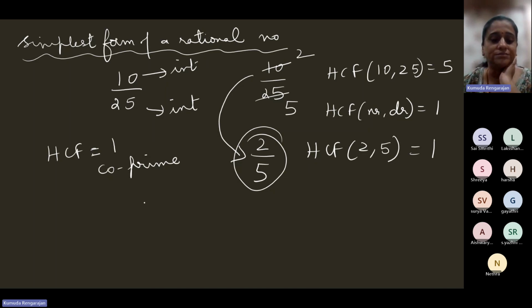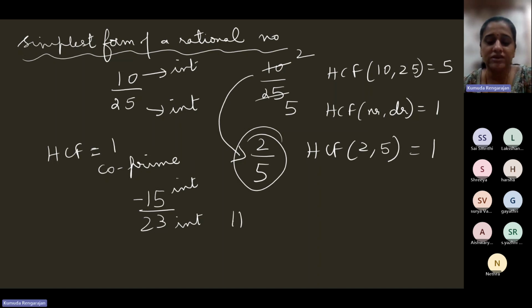Now consider 15 over 23. You can even take this as minus 15. Minus 15 is an integer, 23 is an integer. Integer by integer is a rational number. The HCF, you can ignore the negative sign. Just take the numbers 15 and 23. The HCF of 15 and 23 is 1.